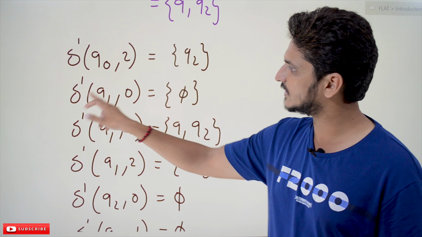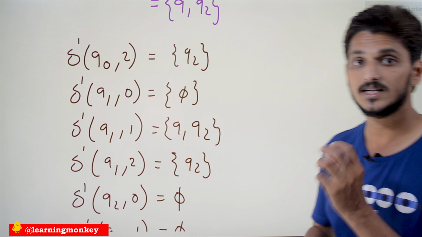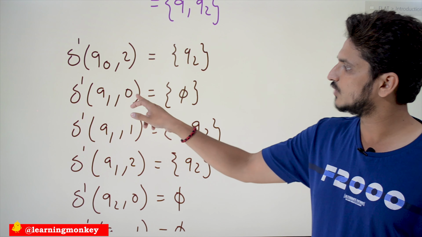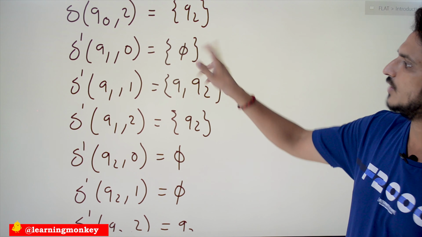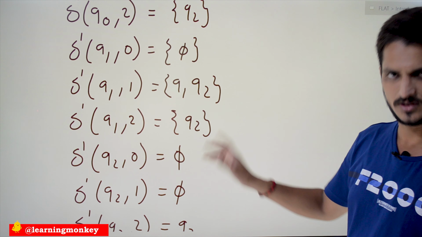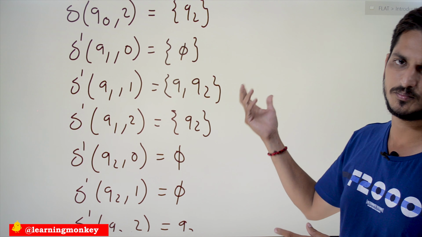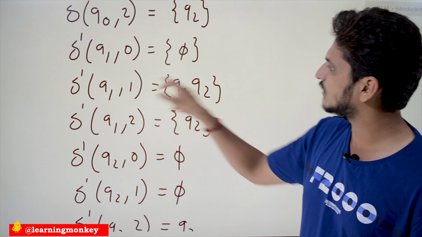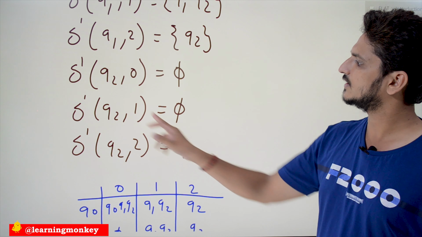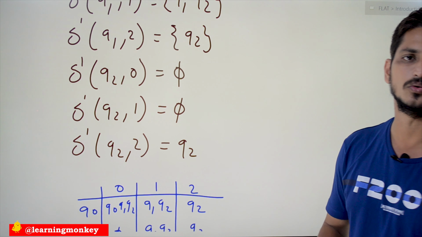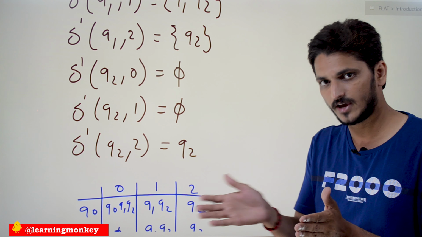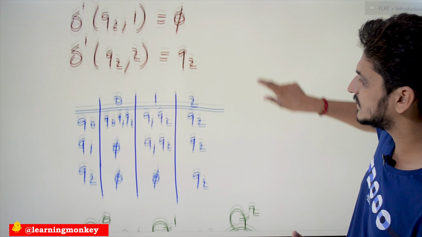Similarly, we have to identify delta dash of Q1 on 0. For all the states and all the input symbols, you have to identify. Q1 0 is phi. We are not moving to any state. Q1 1 is, you try to do the remaining things. We are not showing the procedure; follow the same procedure with epsilon close and you will get the output. Q1 1 is Q1 Q2, Q1 2 is Q2, Q2 0 is phi, Q2 1 is phi, Q2 2 is Q2. All the transitions which we identified after converting to NFA are made into a table, the transition table.